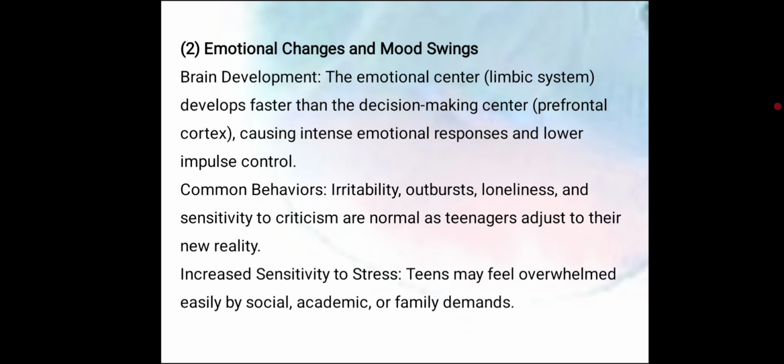After discussing physical changes, there are emotional changes that occur at puberty, such as mood swings. Regarding brain development, the emotional center, or limbic system, develops faster than the decision-making center, so there is an intense emotional response with lower impulse control. Common behaviors are sensitivity and irritability, loneliness, and increased sensitivity to stress.